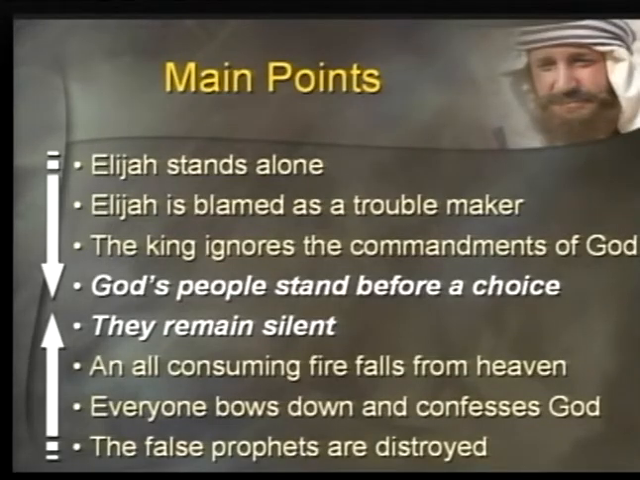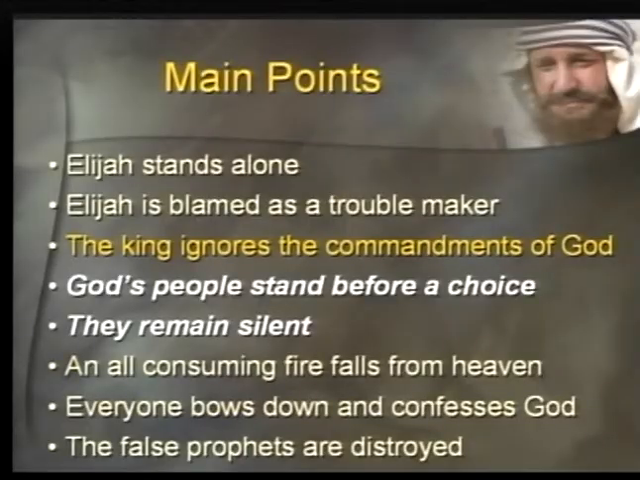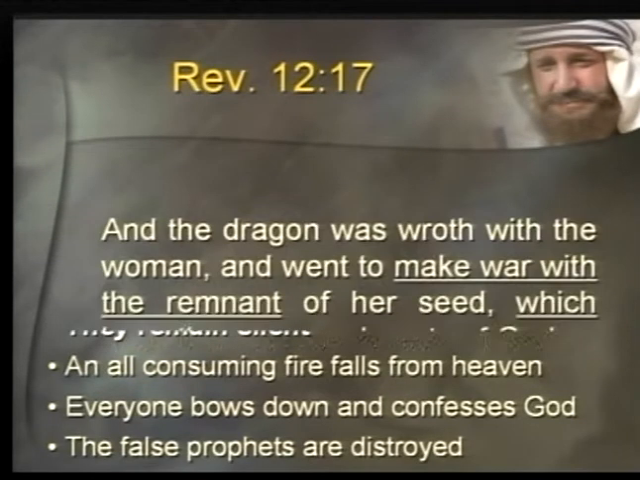Now, the middle two we are quickly going to skip for a moment, because we're going to discover that even within the type and antitype, we have yet another chiasm, another reflection. So let's skip those middle two for the moment and continue with the third one that we had. The king ignores the commandments of God.